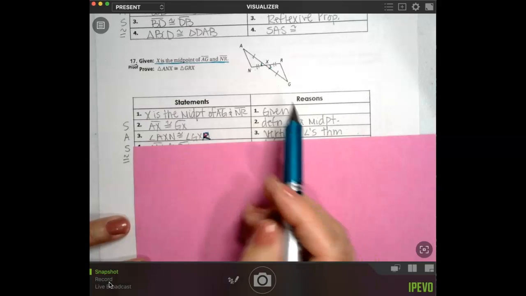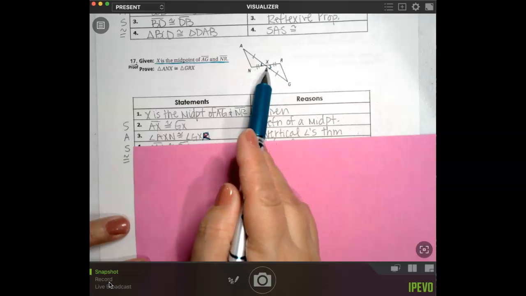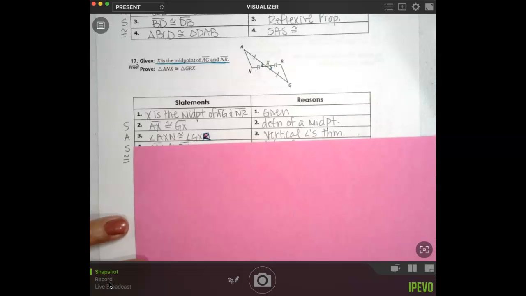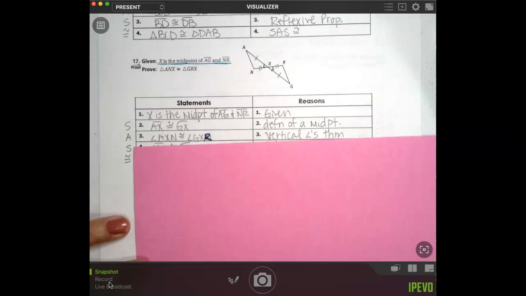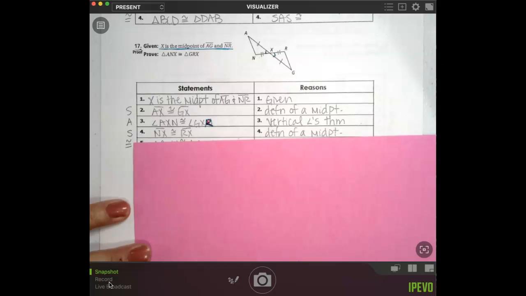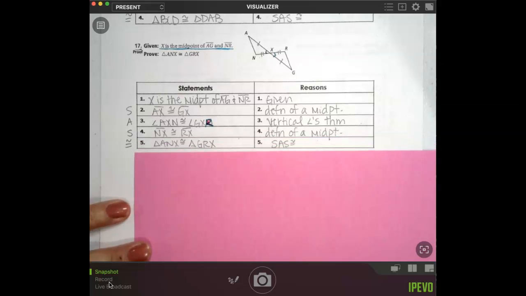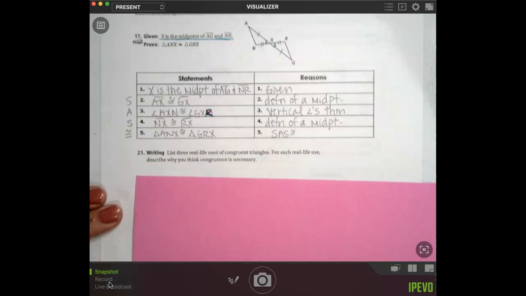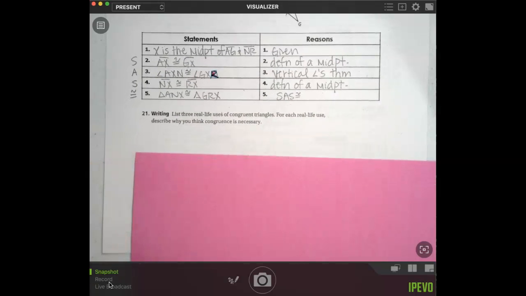Next pair of sides, NX and RX. And again, it was because of that midpoint, right? And if you're using information because of a midpoint, that's your reason. Definition of a midpoint. And then last step, triangles are congruent by side angle side. Okay. 21 I left up to you.